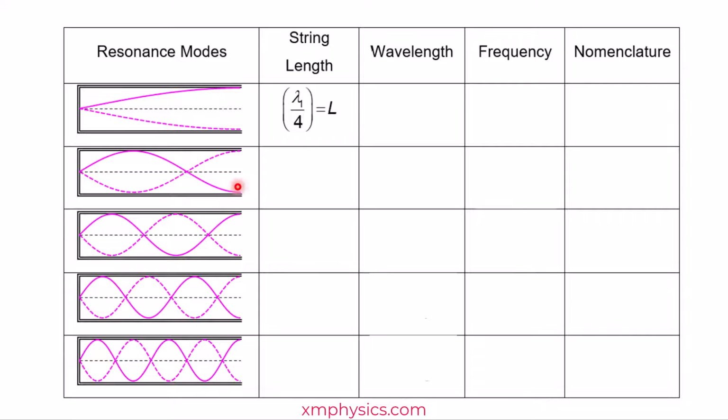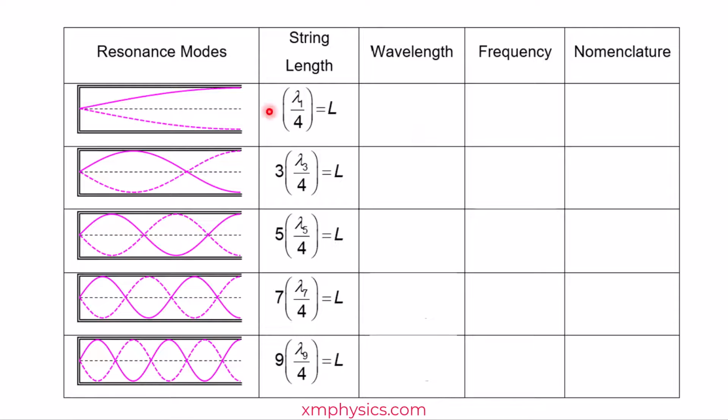So what about this one? Here we are packing in 3 quarter wavelengths. So 3 quarter wavelength is equal to L. What about here? Can you see that there are 5 quarters here, then 7 quarters here, then 9 quarters here. So if this standing wave's wavelength is lambda 1, what is the wavelength of this standing wave? Can you see that it's lambda 1 divided by 3, followed by lambda 1 divided by 5, and divided by 7, and divided by 9?